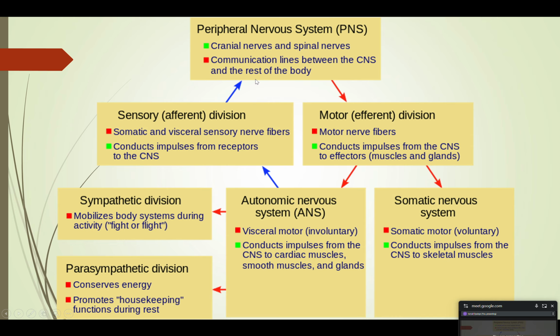Okay. So the peripheral nervous system includes the cranial nerves and the spinal nerves. Are we together?